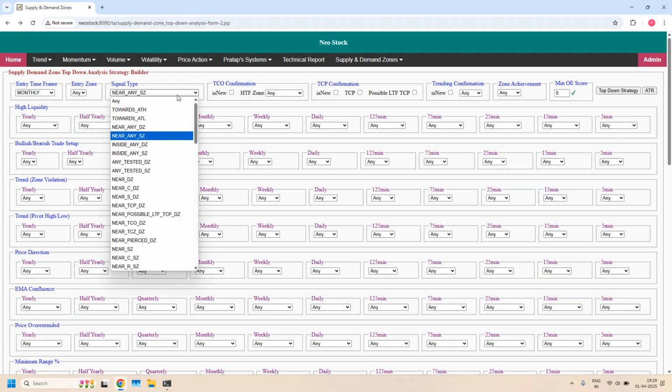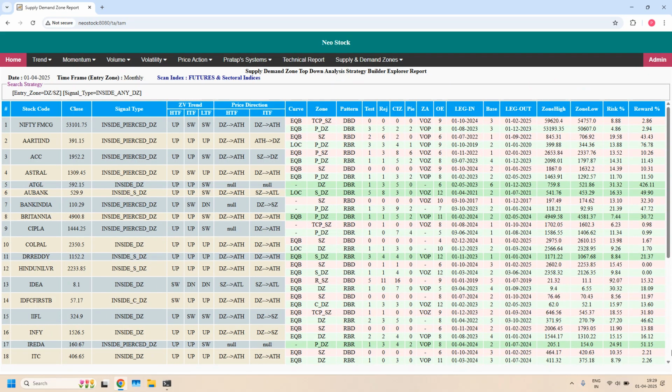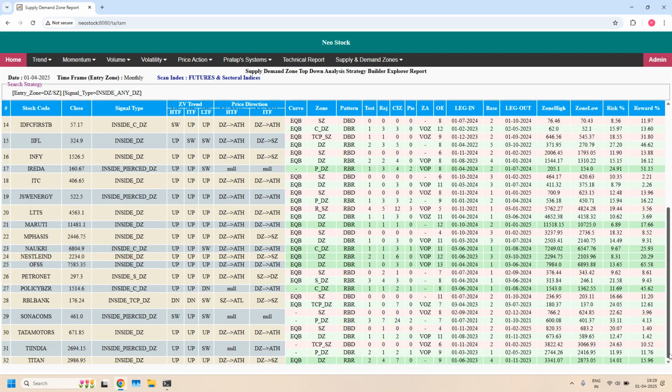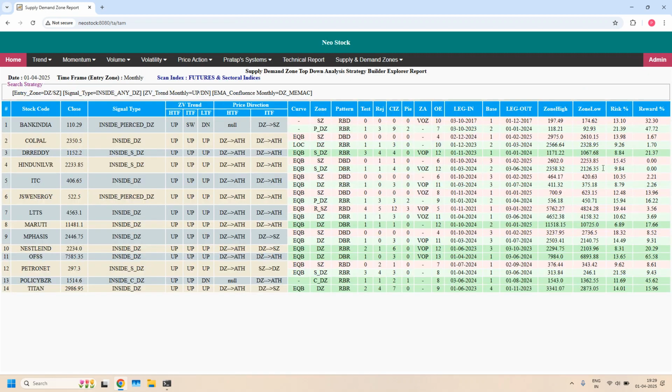Next, price closed inside the monthly demand zone. First 18 stocks in the list. Scrolling the list down. Total 32 stocks. We can further filter based on monthly demand zone having monthly EMA confluence, and also trend on the monthly should not be sideways. It can be up or down. So 14 stocks are filtered.